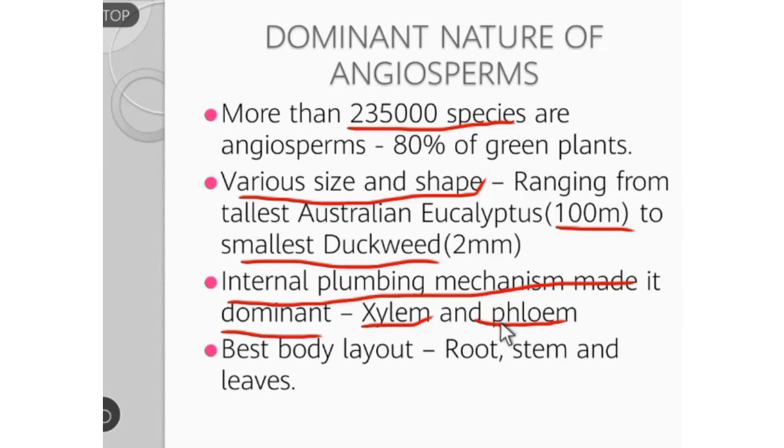Another factor which made angiosperms so dominant is its best body layout. It has a root, a stem and leaves. So these are the characters that made angiosperms so dominant and fascinating on Earth. Another factor which contributes to angiosperms is the flowering character. The flower is the reproductive organ of angiosperms.